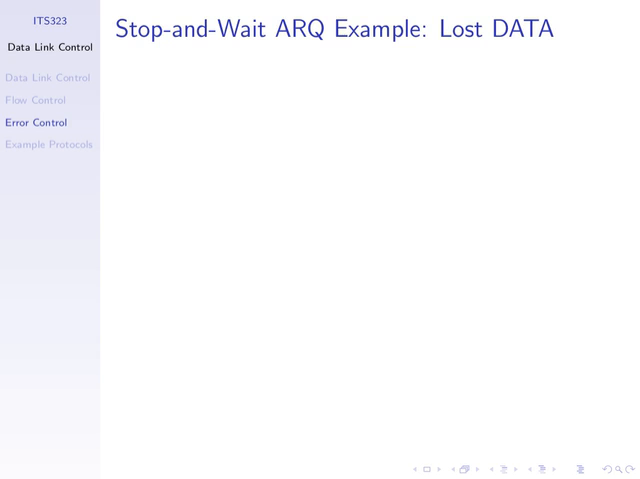So B sends back an acknowledgement. ACK number zero. We just received data with sequence number one. The next data expected is zero.